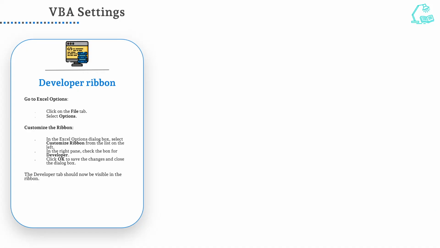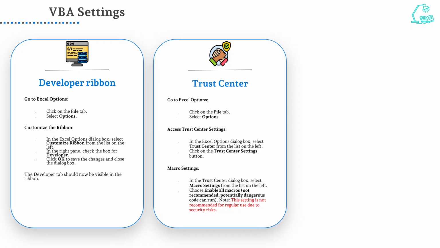The developer ribbon provides tools to insert form controls, like buttons and drop-down lists, and ActiveX controls, which can be used to create interactive forms and interfaces. It includes options to manage add-ins, which can extend the functionality of Office applications. Macros need to be enabled to allow VBA scripts to run. Here's why. By default, macros are disabled for security reasons because they can contain malicious code. Enabling macros allows your VBA code to execute. Enabling macros ensures that your automated scripts and functions can be run seamlessly within the Office application.